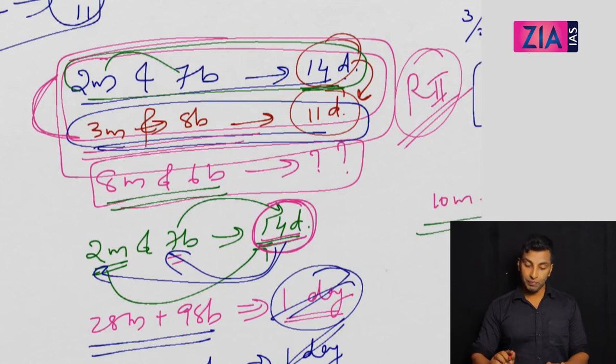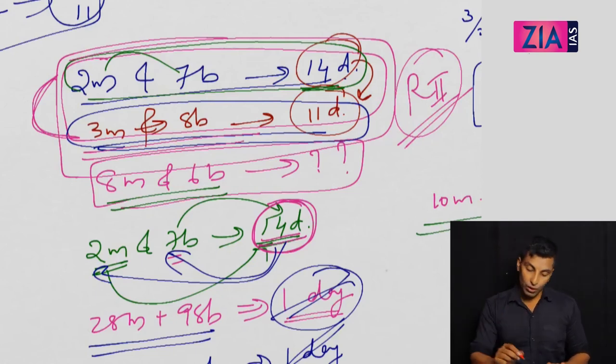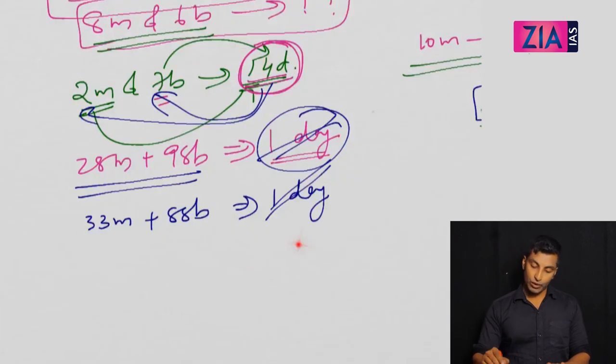What you need to do here is know the relation between men and boys. For that, you need to equate the work done by both the groups in one day. So take the first group, convert this to 1 day, apply the concept of man days, multiply by 14 here and here. So you get 28 men, 98 boys, 1 day. Second, this also you need to convert to 1 day. So multiply with 11 here and here. So 33 men and 88 boys in 11 days. Okay, so you get this much.